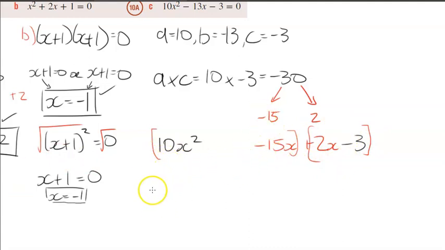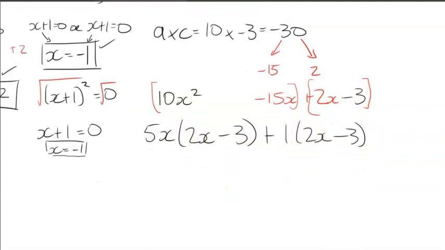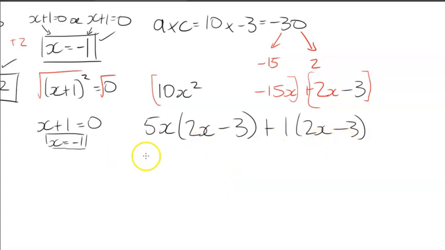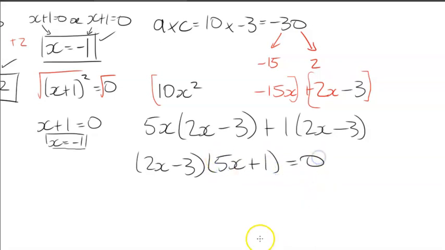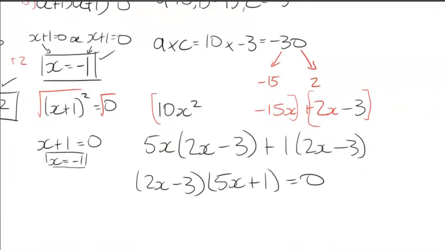Within the first one, we have 10, so 5x, and then what's left over is 2x minus 3. Plus 1 times 2x minus 3. I noticed that 2x minus 3 was within there, so I've purposely taken out 1 as a common factor. So 2x minus 3 is our common factor, and what we're left with is 5x plus 1. This is equal to 0. So we've manipulated this and changed it around, so it looks like this.